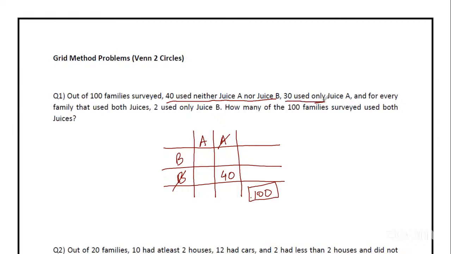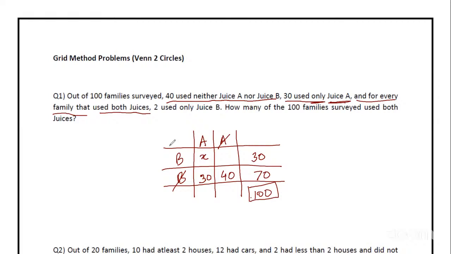30 used only juice A. So when I look at this box out here, this is 30 because it says families having juice A but not B, which means only A. So that is 30 use only juice A. So now I got my total out here, which is 70, and I've got my total out here, which is 30. Moving on further, and for every family that used both juices, let's say this is X.